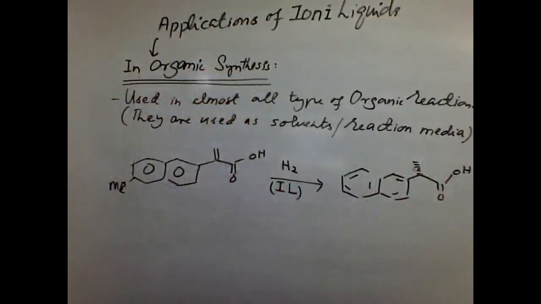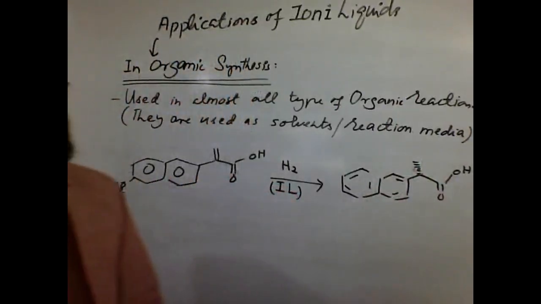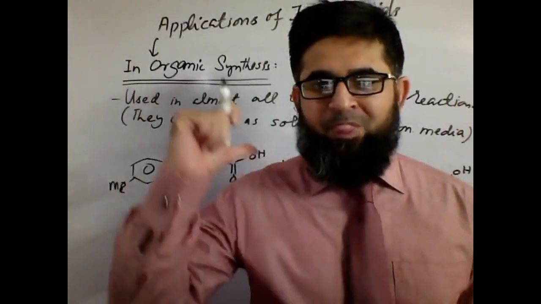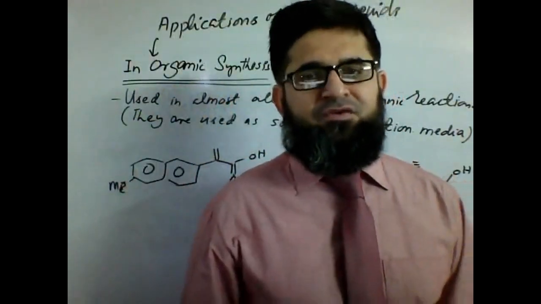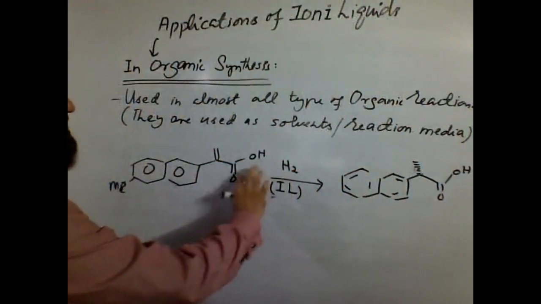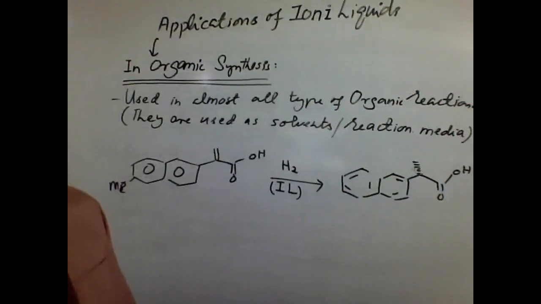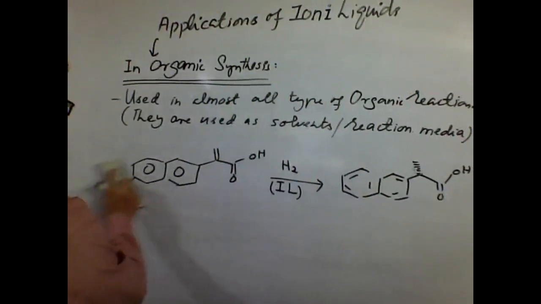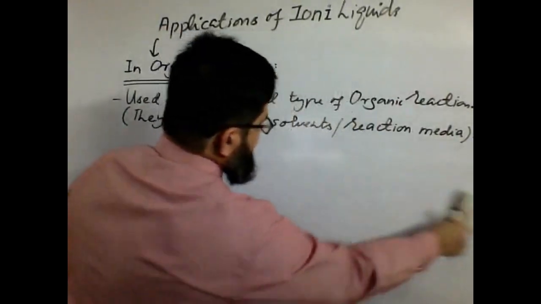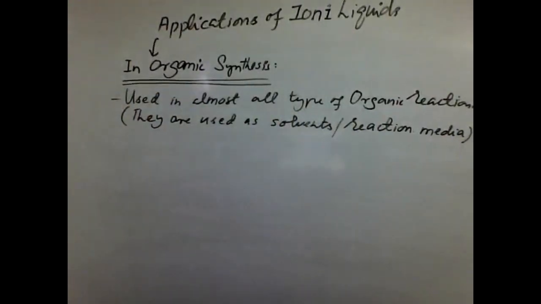So hydrogenation has happened at the molecule, and the presence of ionic liquid has made this reaction stereoselective. Stereoselective hydrogenation has happened. So I've given you 2-3 different examples which involve hydrogenation, because hydrogenation is one of the major reactions done in organic chemistry.